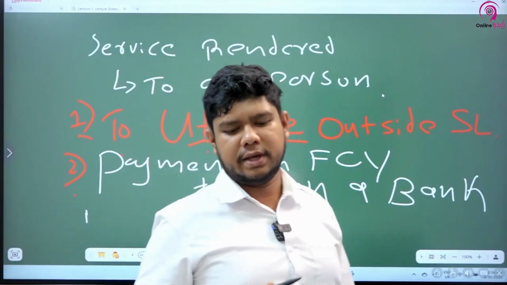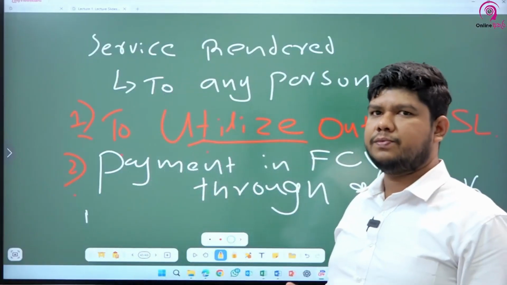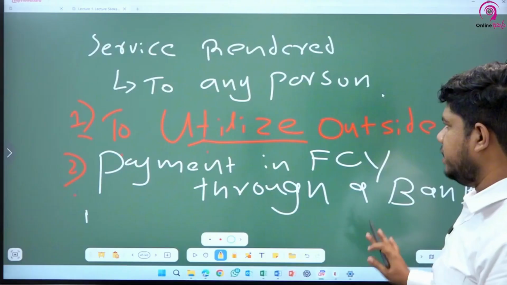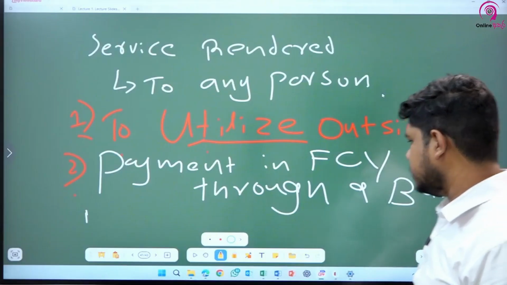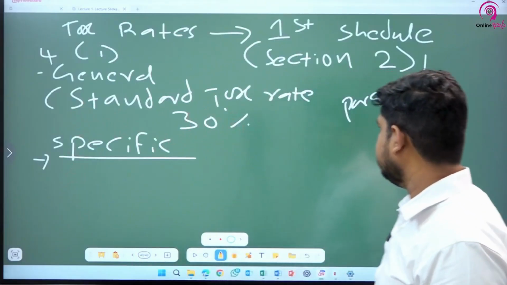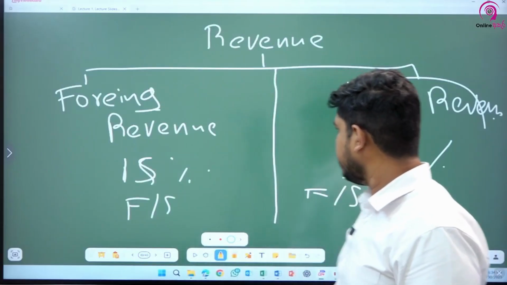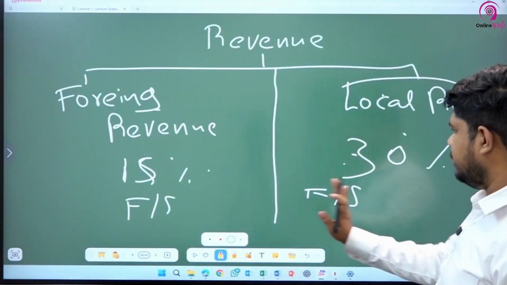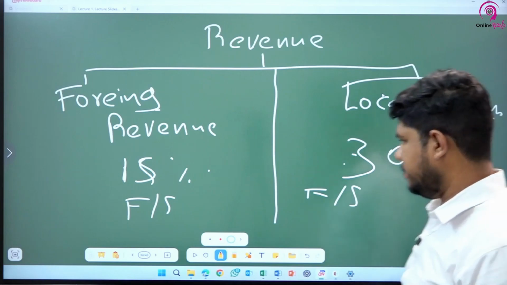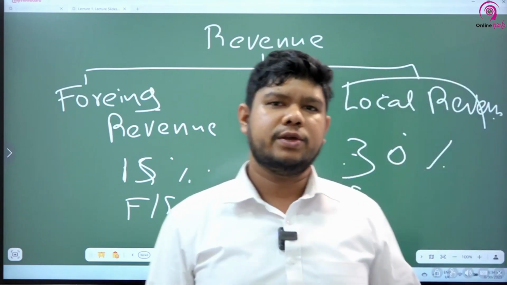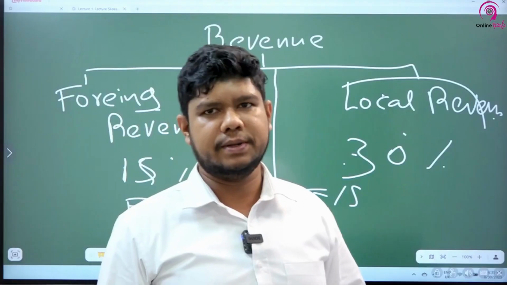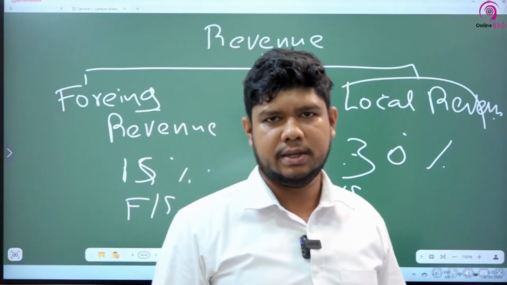Still, we are not in the writing of answers to the computation, right? The balance income will be taxed at 30%, right? Foreign revenue 15%, balance is 30%. So I said you need to have a separate financial statement. So where does it say? Let's see.